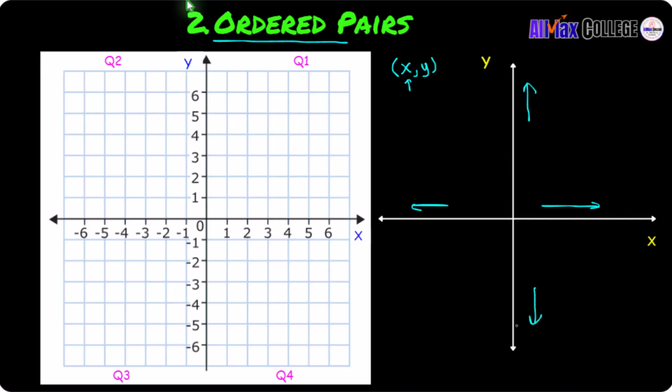Let me show you. The point (3, 5). Start at the origin. Go right 3. Then go up 5. Put a dot. That's your point, (3, 5).